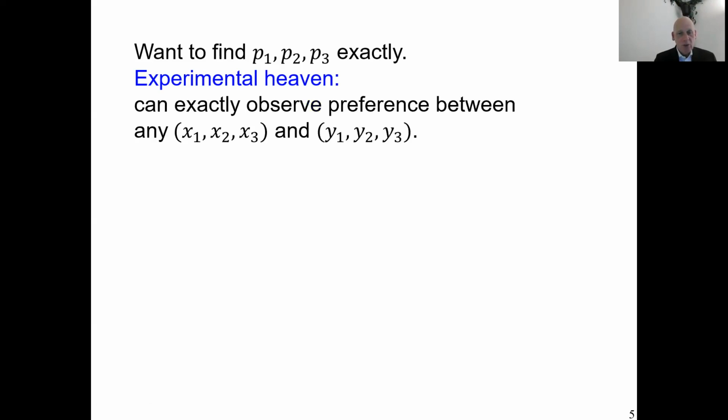For every triple x1, x2, x3 and y1, y2, y3, you can find out the preference between them. Even if this is the most hypothetical merchandise that you can imagine, this million, 5 million, 20 million or so, always you can find out every preference between every triple that you want. And exactly, no error. That's one assumption.